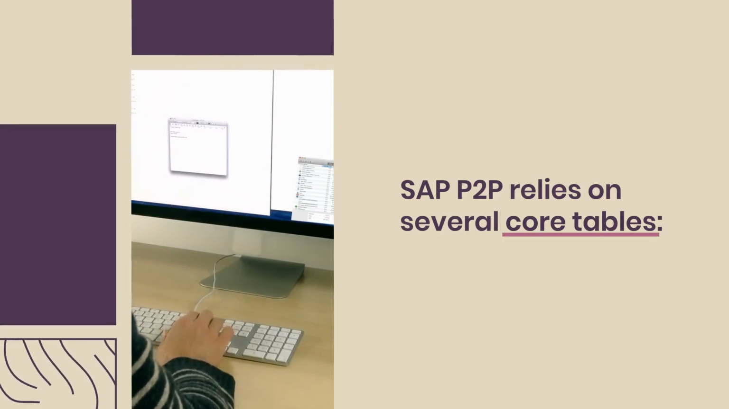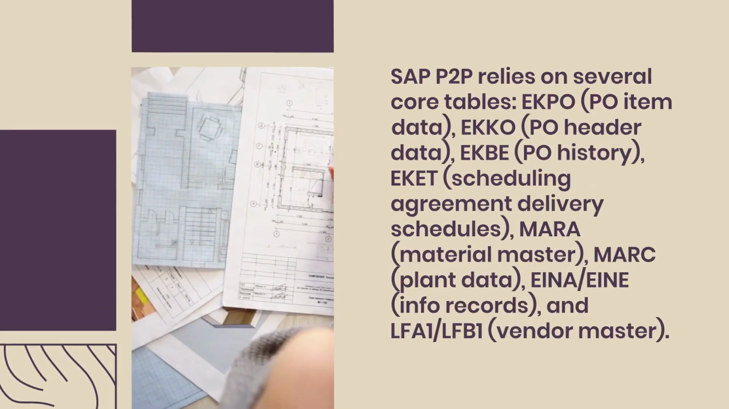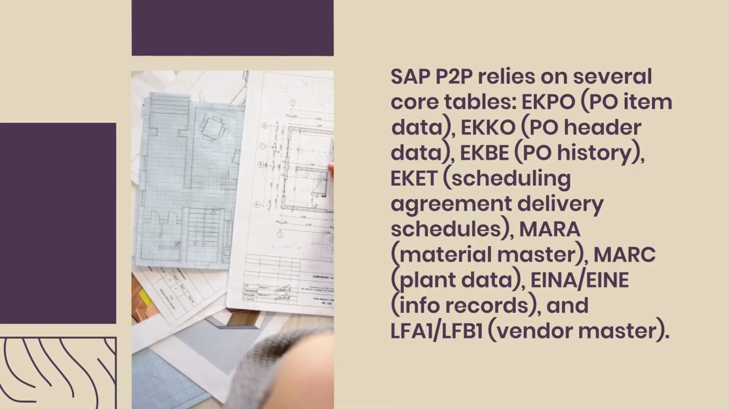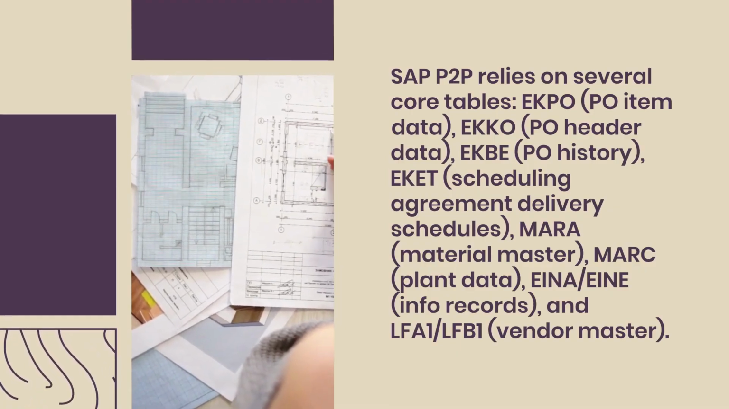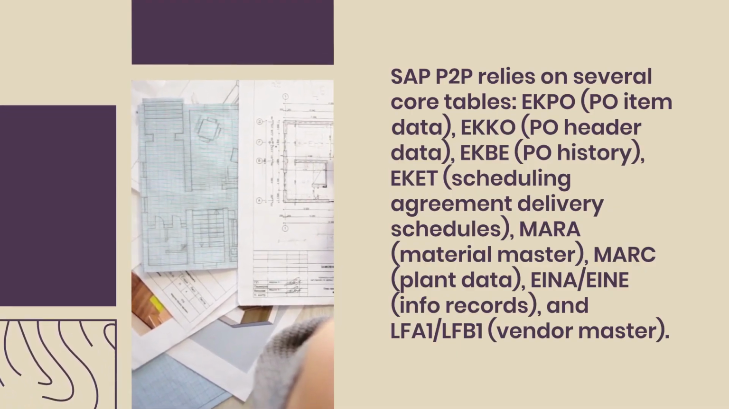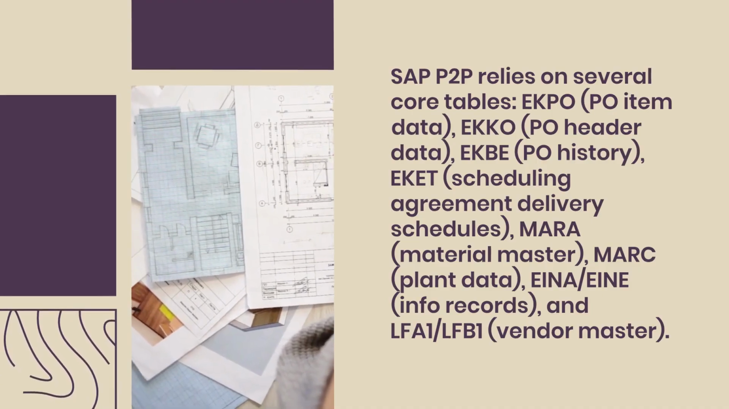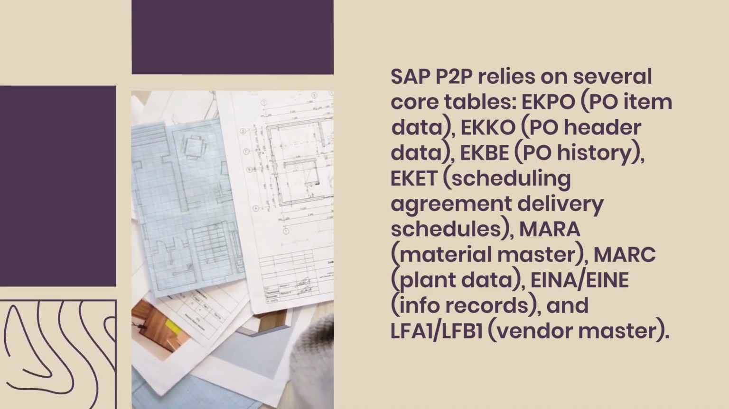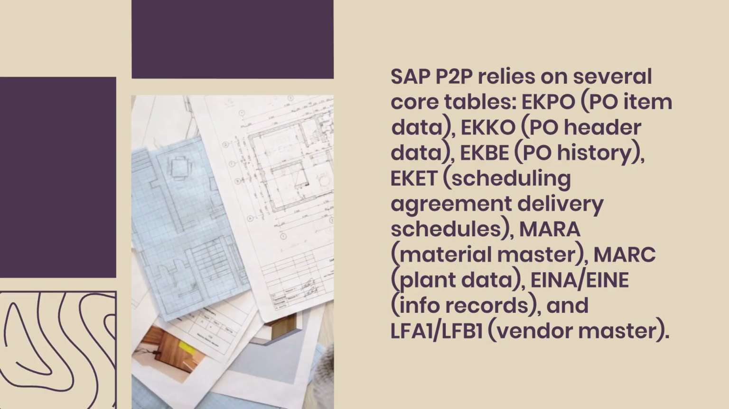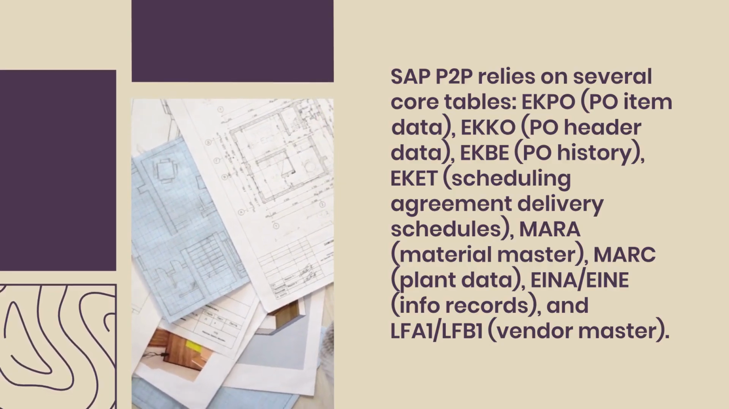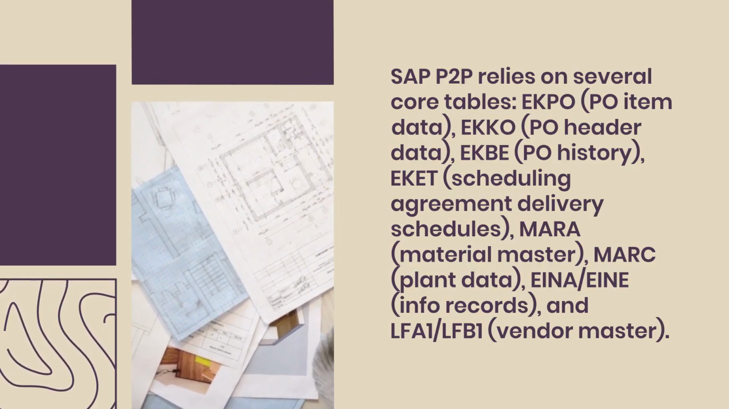16. What are the main tables used in SAP P2P? SAP P2P relies on several core tables: EKPO, PO item data; EKKO, PO header data; EKBE, PO history; EKET, scheduling agreement delivery schedules; MARA, material master; MARC, plant data; EINA/EINE, info records; and LFA1/LFB1, vendor master.